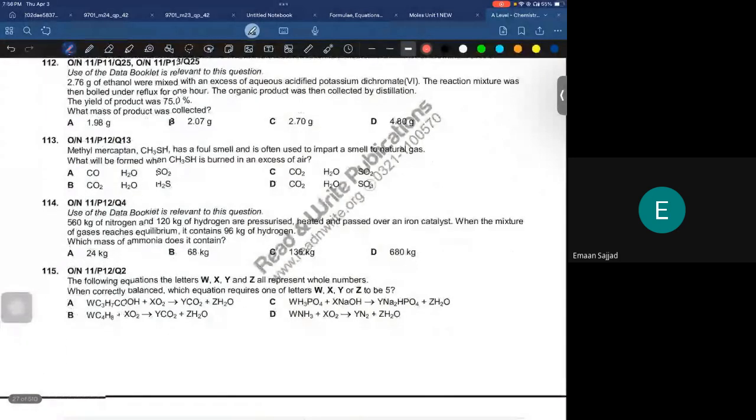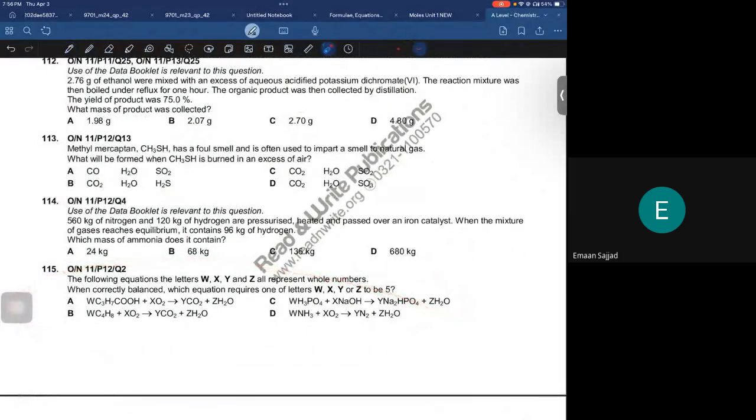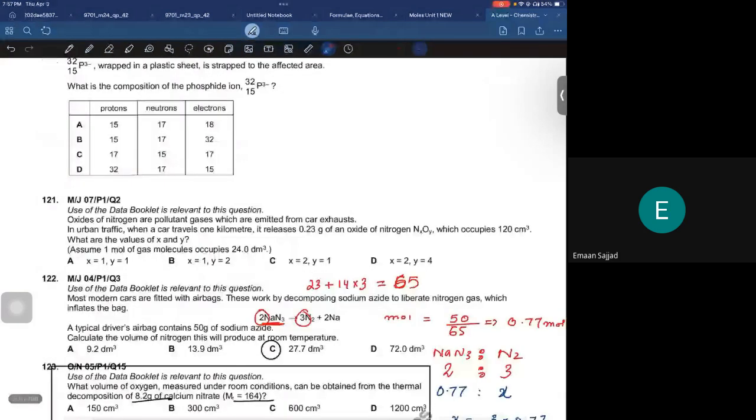Also, they can ask for the balanced equation. Like you can see, October/November, paper 1, 2011, question number 2. When correctly balanced, which equation requires one of letters W, X, Y, or Z to be 5? Of course you have to first balance this, and then you can see your answer.